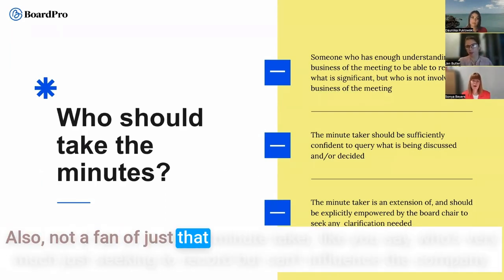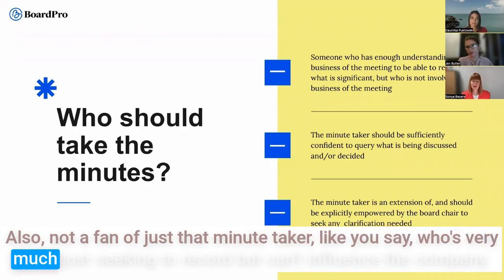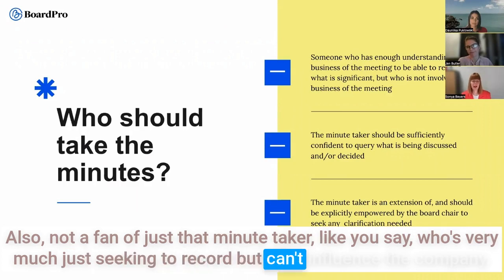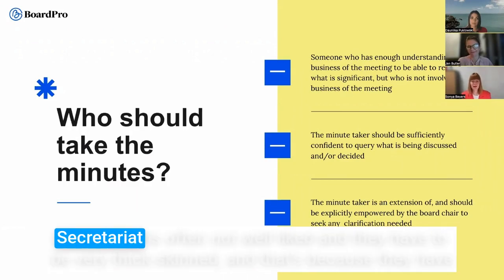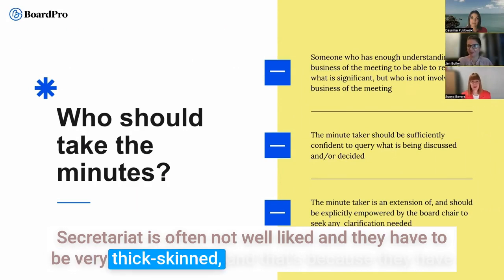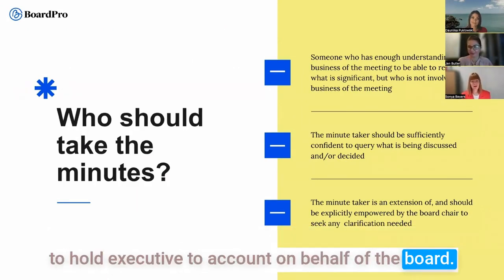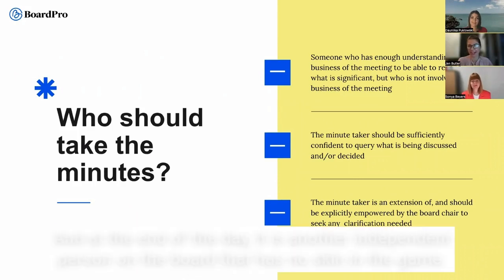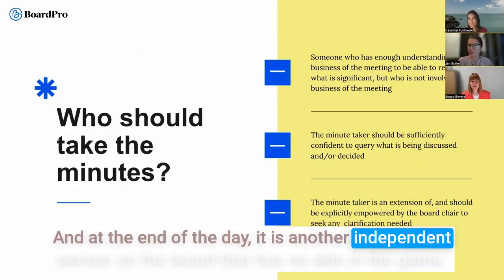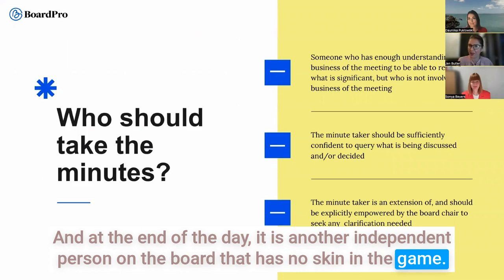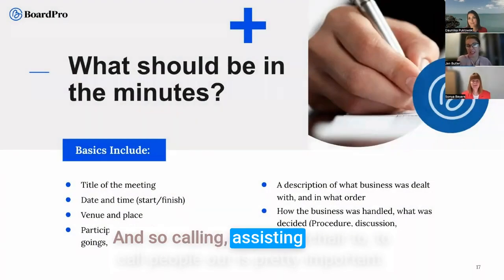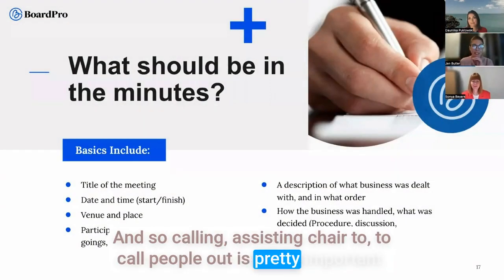Also not a fan of just that minute taker, like you say, who's very much just seeking to record but can't influence. The company secretariat is often not well liked, and they have to be very thick-skinned, and that's because they have to hold executive to account on behalf of the board. Yeah, absolutely. And at the end of the day, it's another independent person on the board that has no skin in the game. And so assisting the chair to call people out is pretty important.